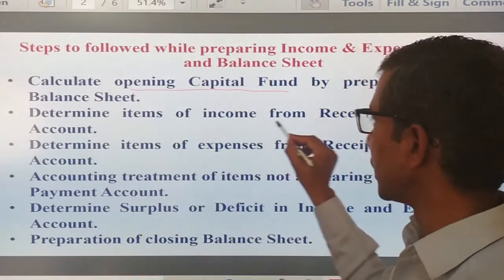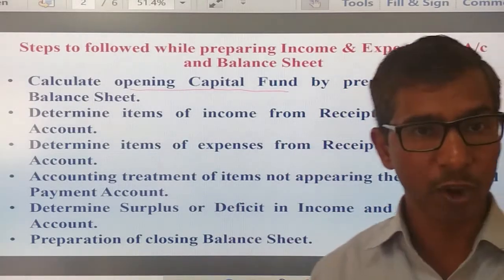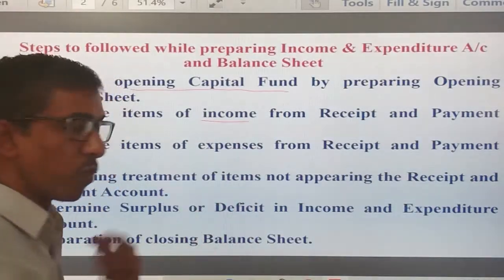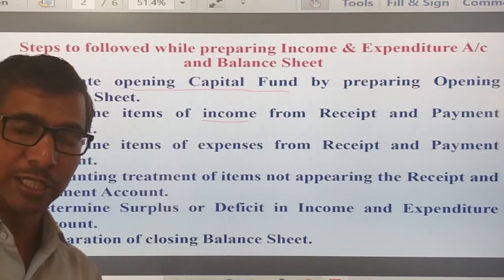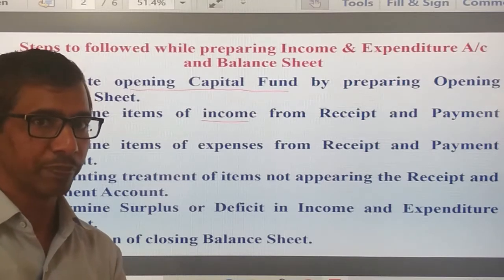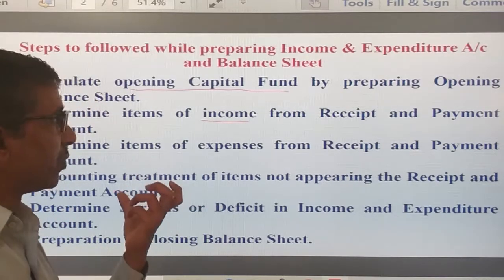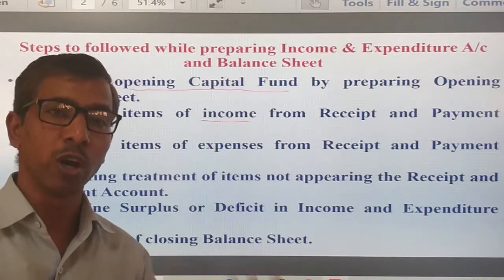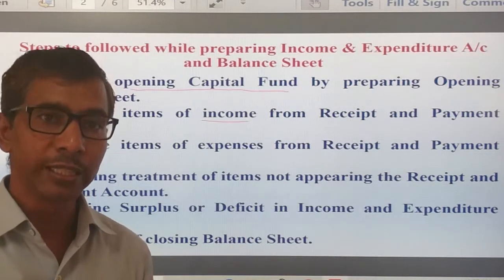Secondly, determine items of income from the receipt and payment account. We have to determine the items of income, meaning what the items of income are in the receipt and payment account which is given, so that we can show these items of income in the income and expenditure account on the credit side, or income side.